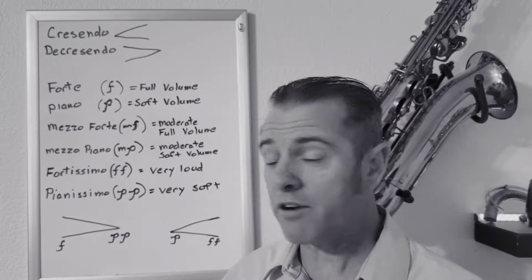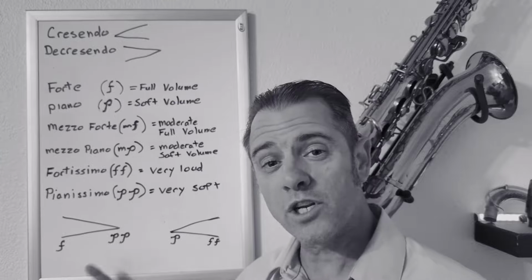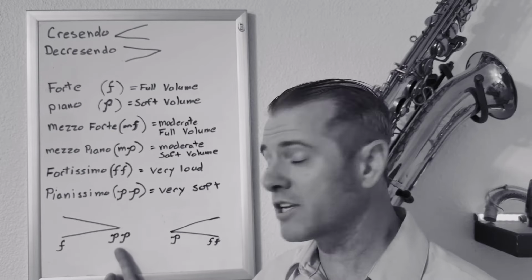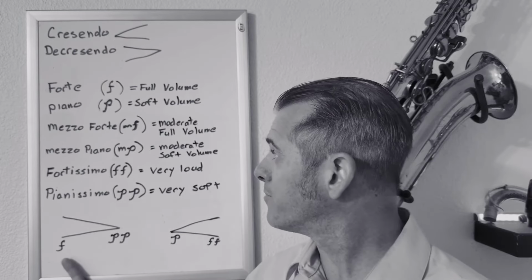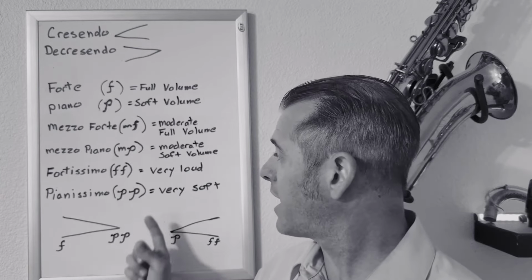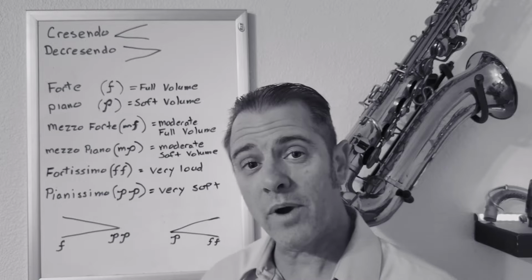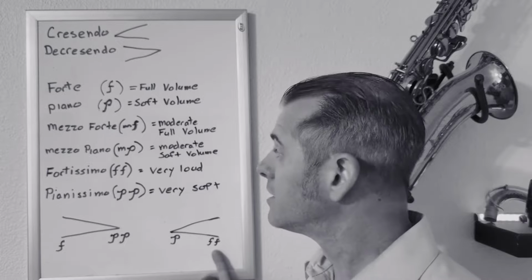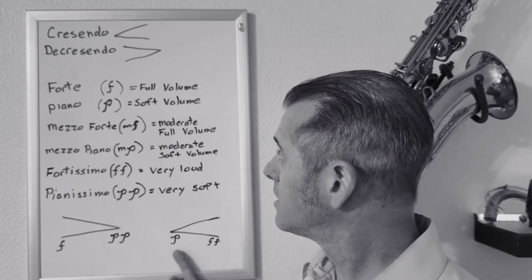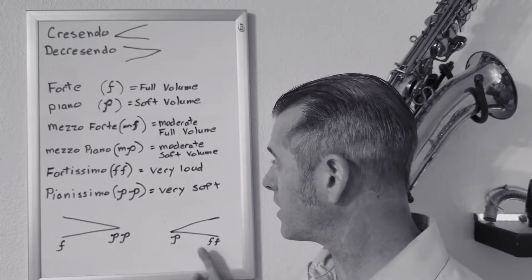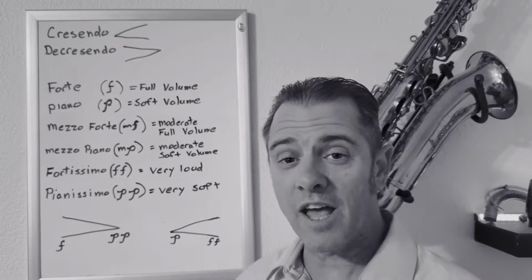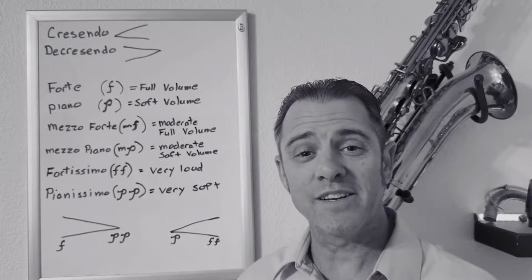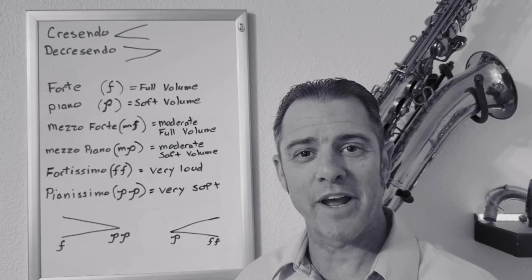Now, oftentimes you will find these symbols combined with crescendos and decrescendos, symbolized with the F or double P. So forte, decrescendoing down to a pianissimo. So that's going from a full volume down to a very soft volume. And likewise, the other way, you will have a pianissimo crescendoing up to a fortissimo, which is a very soft volume crescendoing up to a very loud fortissimo volume. I hope this cheat sheet helps you understand terminology and symbols when it comes to dynamics.